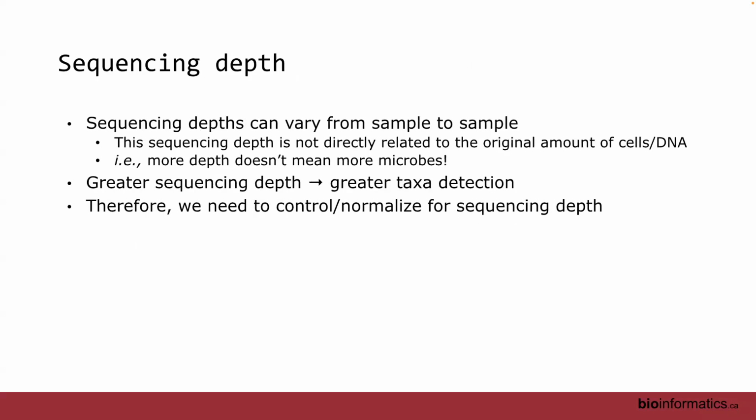So now jumping slightly to sequencing depth, which John did talk about a bit earlier. One of the things that we usually need to control for is varying sample depths or sequencing depths, which we use interchangeably usually. This refers to the idea that the sequencing depth is not directly related to the original amount of cells or DNA. More depth doesn't mean more microbes, but greater sequencing depth does mean that we have a greater ability to detect different taxa or different functions. And we therefore typically need to normalize or control for sequencing depth.